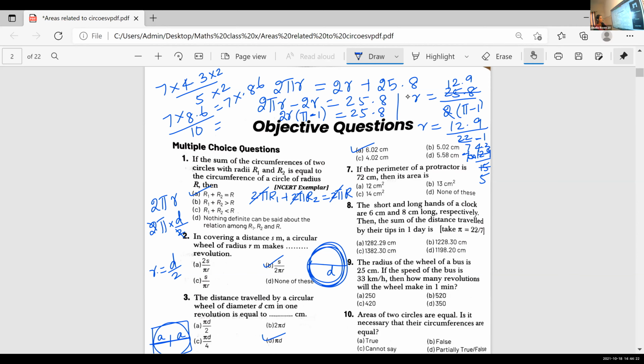Okay, then do the next one, eighth one. Try the eighth one. Try to do the eighth one, children. Do it by yourself. How to do this?